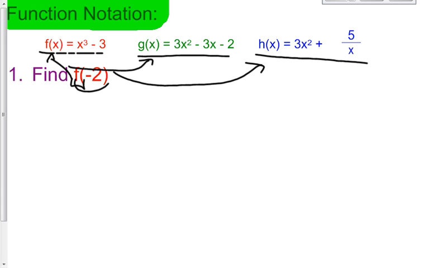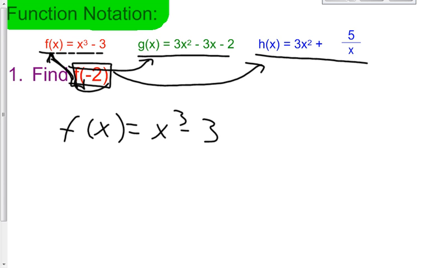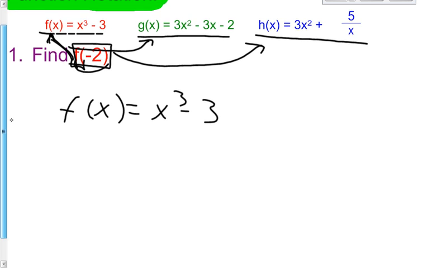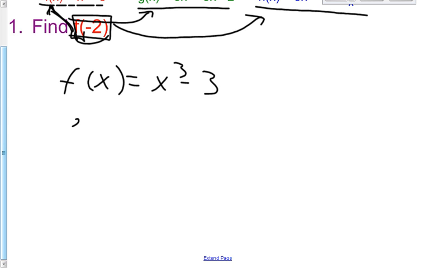Well, as you can see, it makes sense. If this is f of -2, we're going to put that into the f machine, into the f function. So instead of f of x equals x cubed minus 3, what you're going to do is say, well, I no longer want f of x. I want f of -2.